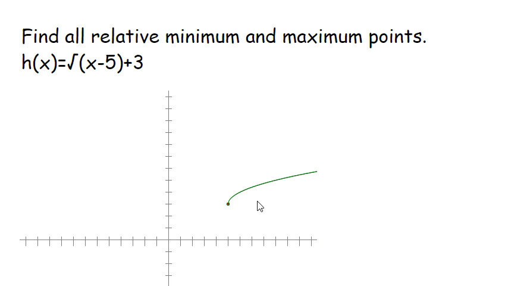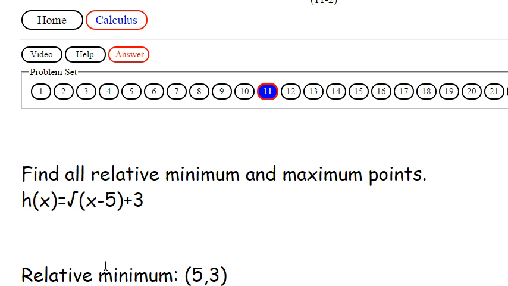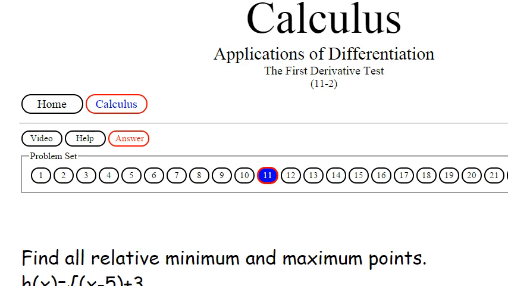That's something else that I don't know if I've got on the increasing and decreasing earlier problems, but anyway, it's definitely one to talk about. Alright, so we got a relative min at 5, 3.